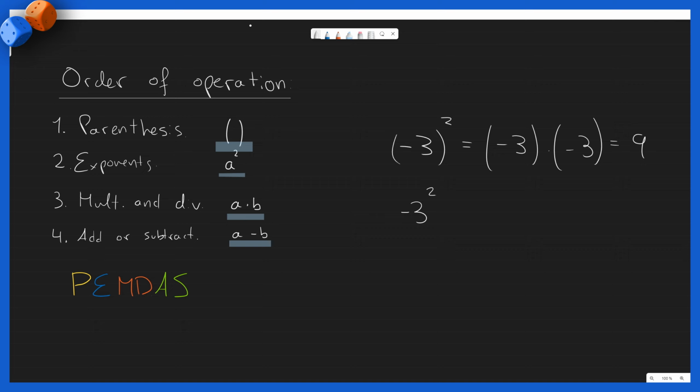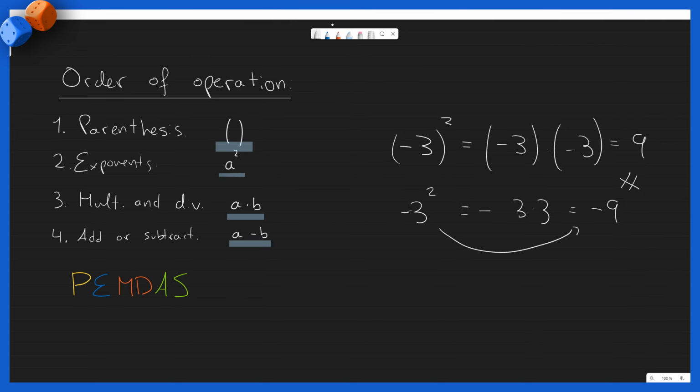So, we first have to do 3 to the power of 2. This minus doesn't go inside of the exponent. This is the same as minus 3 times 3. Because, although we don't have a parenthesis right here, if they don't tell us specifically to take the power on the sign, we will not do it. This leaves us the number minus 9, which is not equal to 9.